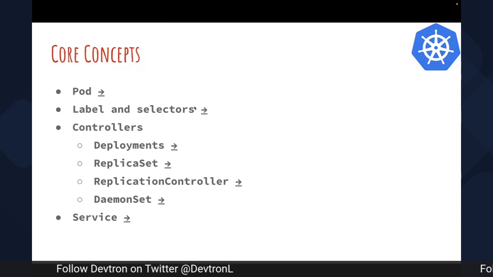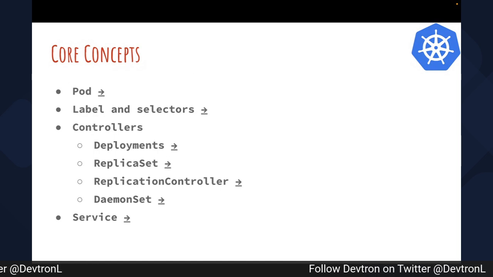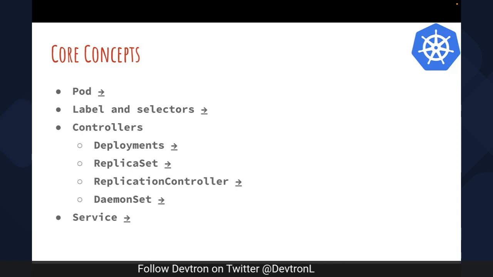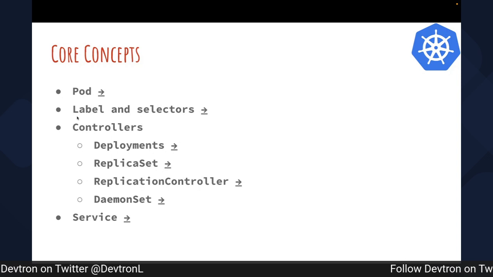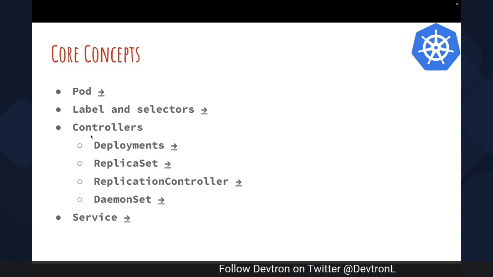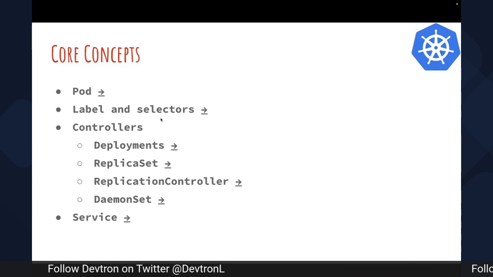Now, labels and selectors. Labels and selectors are used very widely in Kubernetes. What is the use? In Kubernetes, we have different types of workloads deployed. By adding labels, we put additional tags on objects, and using these labels we can use selectors to group the objects with particular labels.